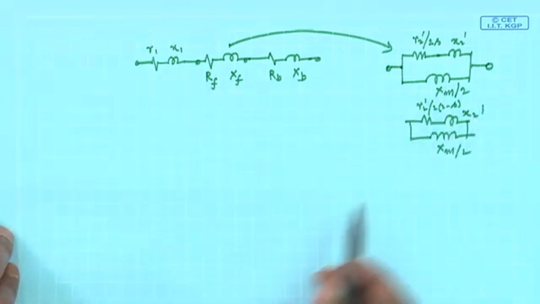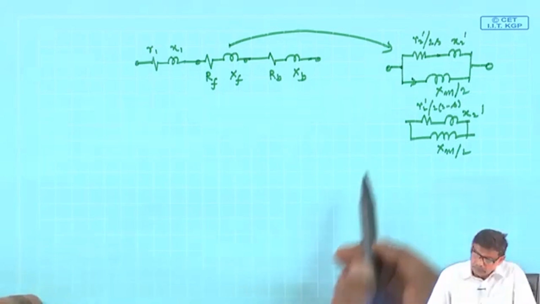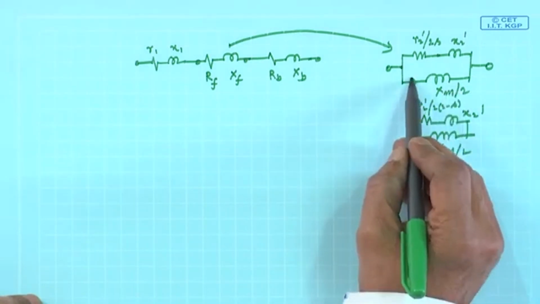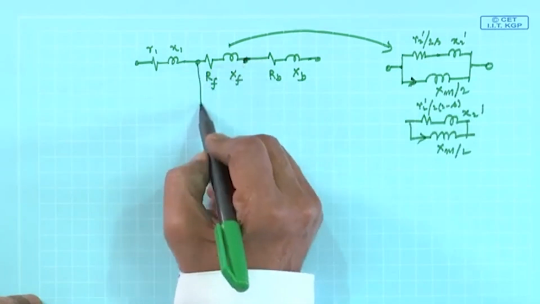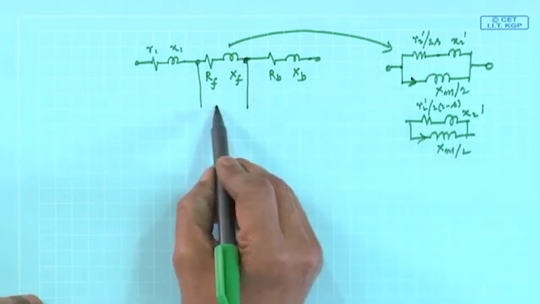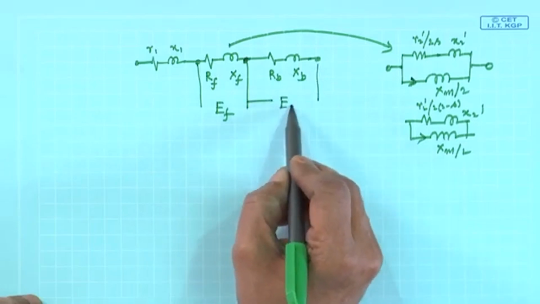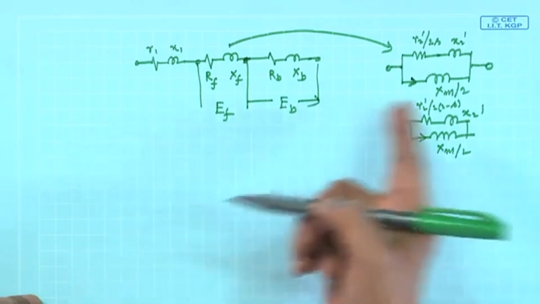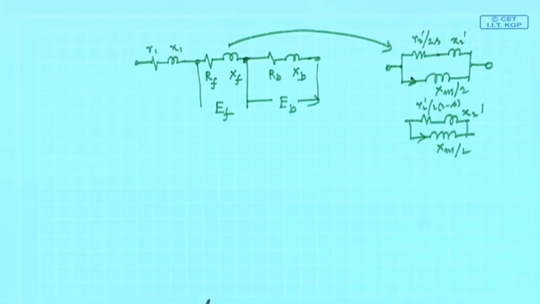Now, what I am telling, the current in this magnetizing inductance decides the strength of the field. So the current in this magnetizing branch will be decided by the voltage coming here. Let this voltage be E f and this voltage be E b. Then E f by x m by 2 will be the magnetizing current here, that will decide the strength of the forward motor field.